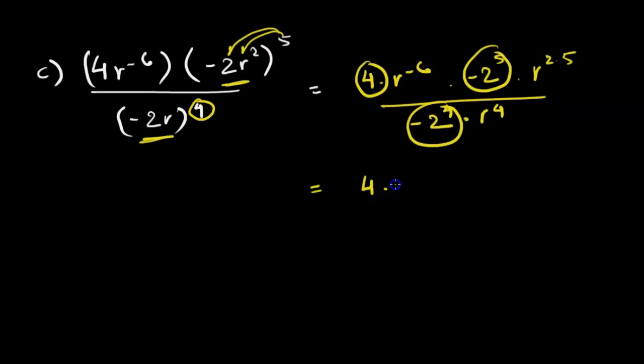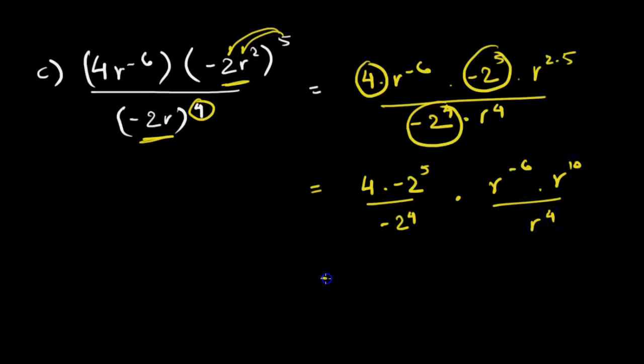So 4 times -2 to the power of 5 over -2 to the power of 4 can be brought together, times r to the power of -6 times r to the power of 2 times 5. So this is multiplication, not a point. 2 times 5 is 10 over r to the power of 4.